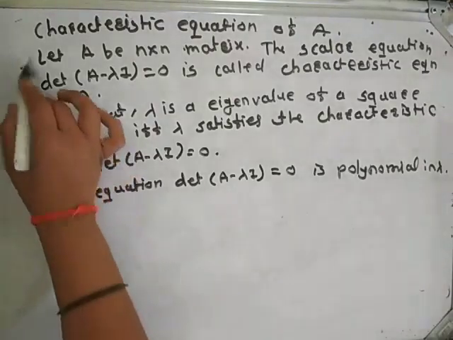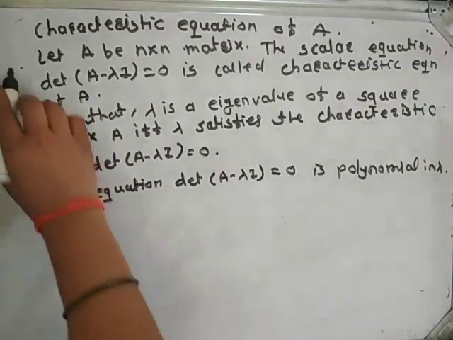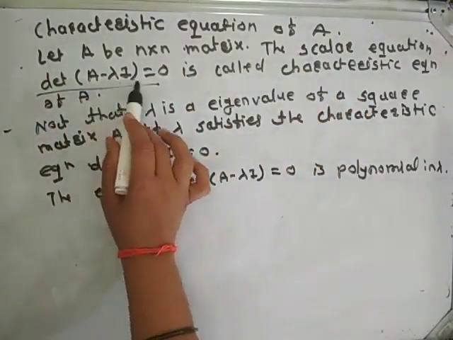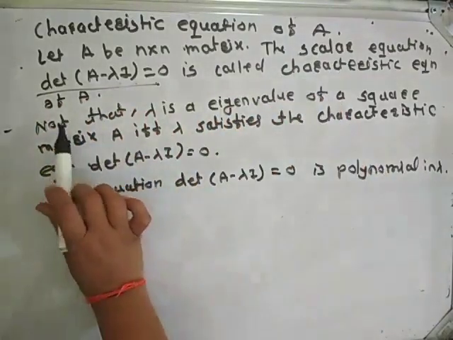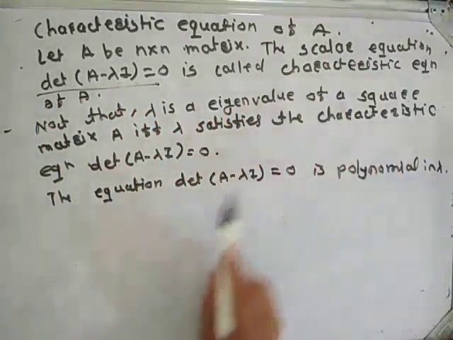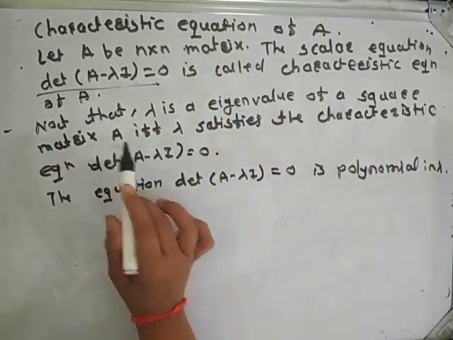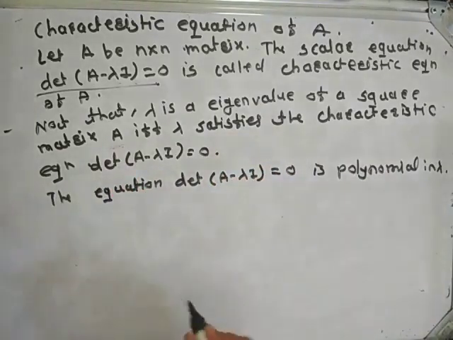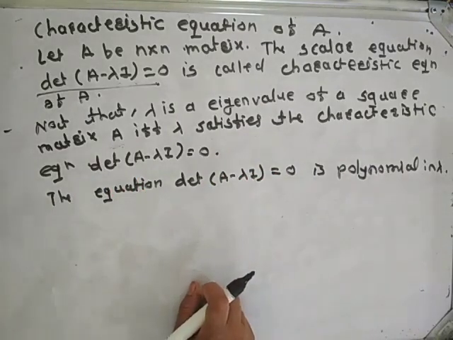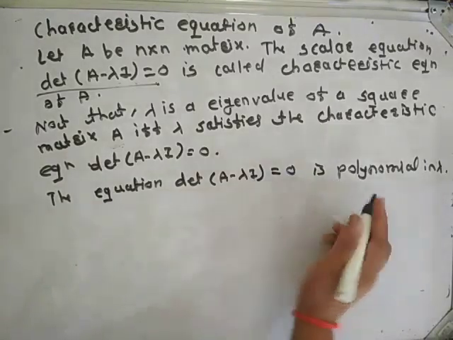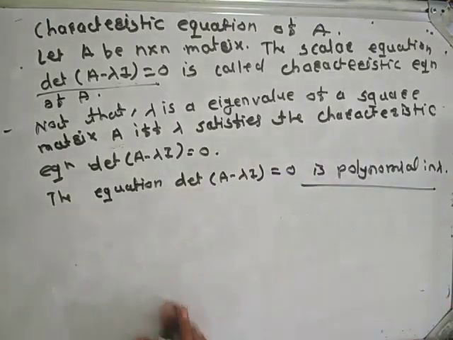Okay. See here what the characteristic equation is. Let A be an n by n matrix. The scalar equation determinant of A minus lambda I is equal to 0 is called the characteristic equation of A. Lambda is an eigenvalue of a square matrix A if and only if lambda satisfies the characteristic equation determinant of A minus lambda I is equal to 0. It is a polynomial in lambda.